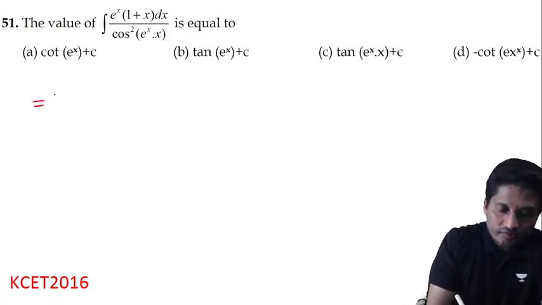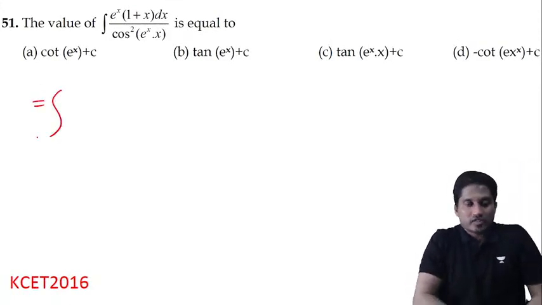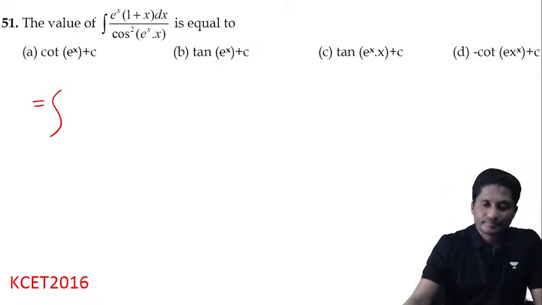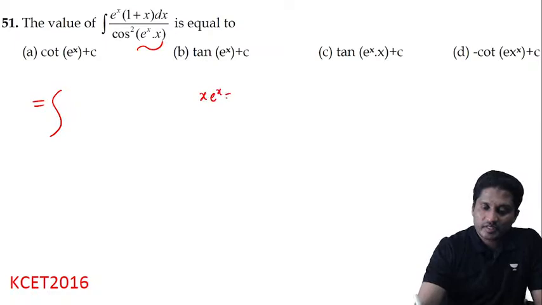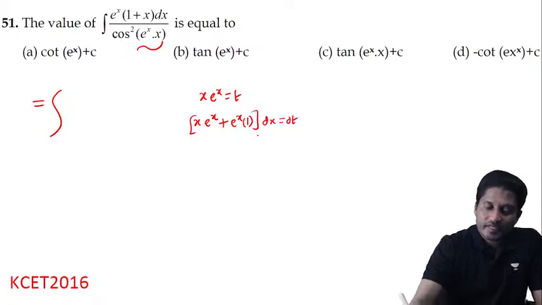Okay, we'll use integration using substitution method. I'm going to substitute x into e power x is equal to t. First function is x, differentiation of e power x is e power x, plus second function is e power x, differentiation of x is 1. Okay, and then dx is equal to dt. If I take e power x common, we'll get this as x plus 1, dx is equal to dt.